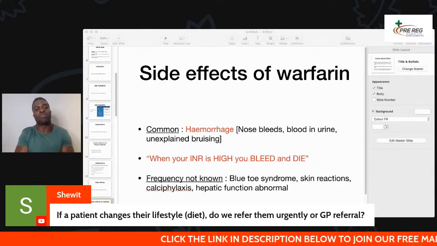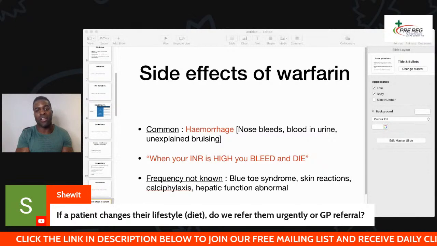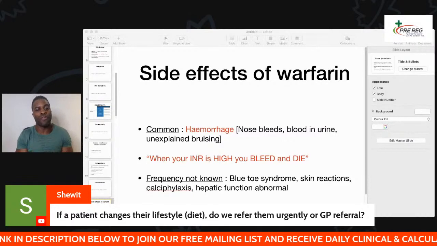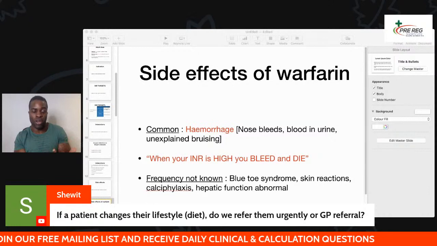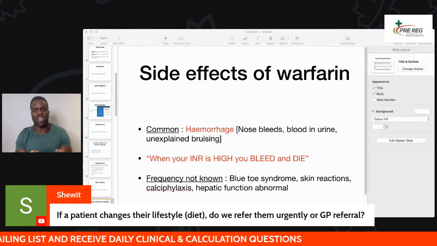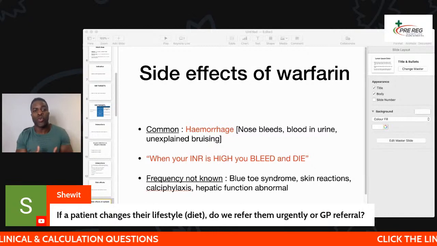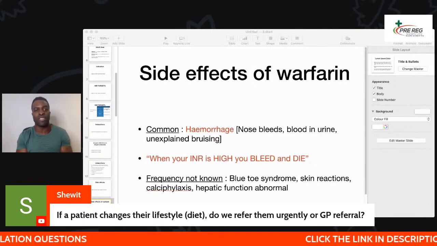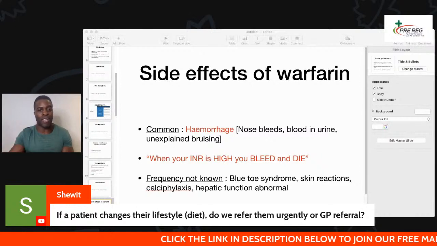So you have to educate them to tell them this change could affect your INR, this is the potential risk. Your warfarin may not work effectively, so that could lead to thromboembolism or to a clot. I'm trying to use patient-friendly language. So someone came to me and I've changed my diet. You need to tell them, for instance, if you eat loads of greens, that's going to affect warfarin.